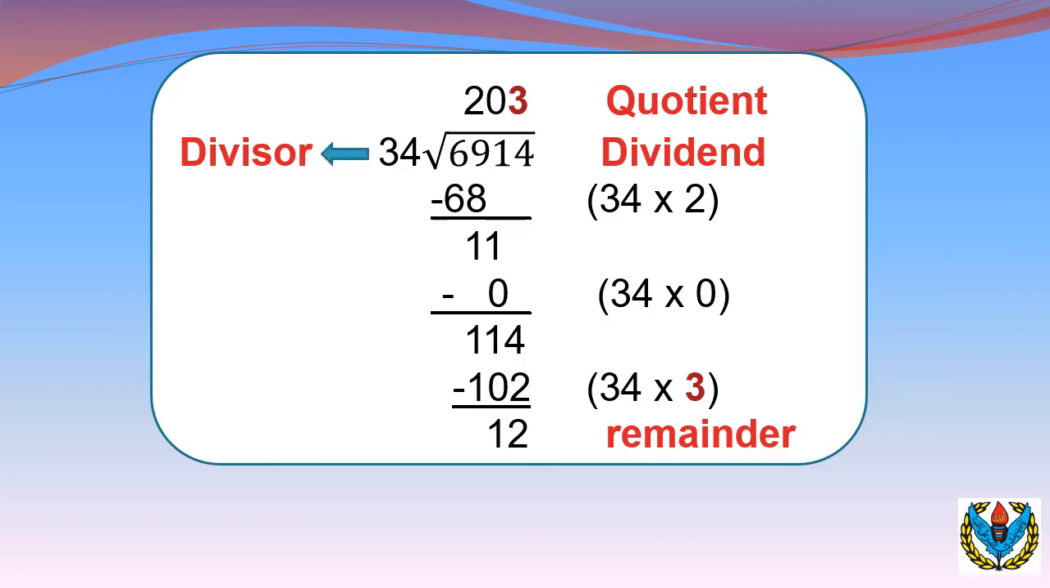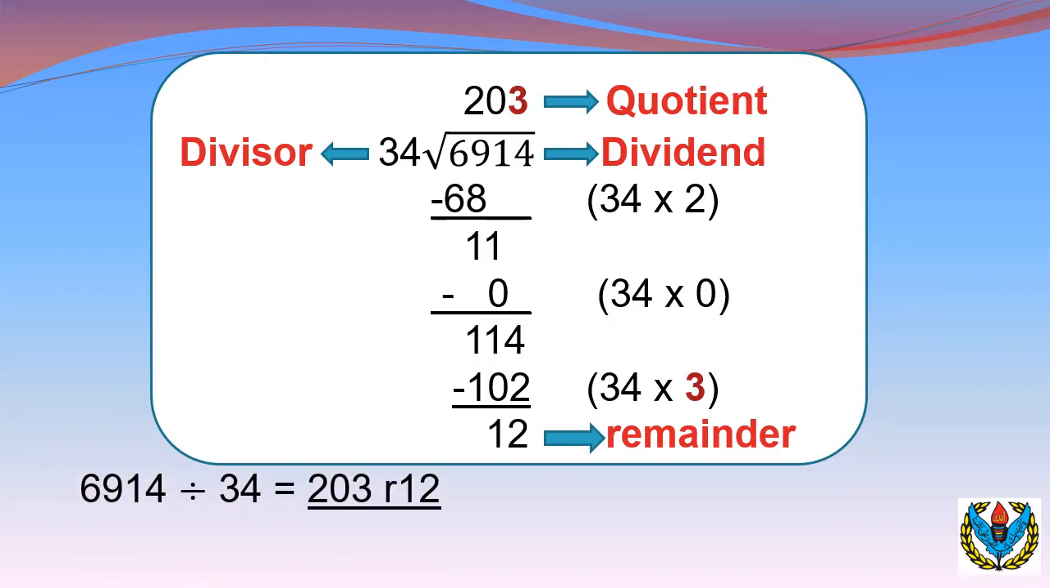Here 34 is the divisor, 6914 is the dividend, 203 is the quotient, and in the last 12 is the remainder. So by dividing 6914 by 34, we get our final answer 203, remainder 12.